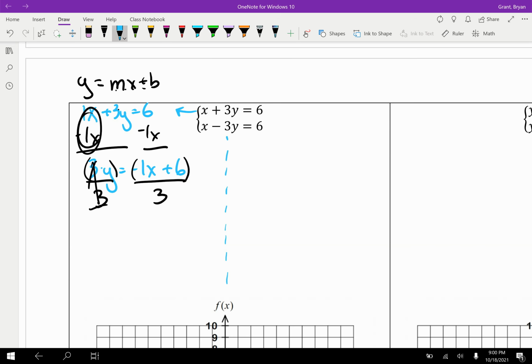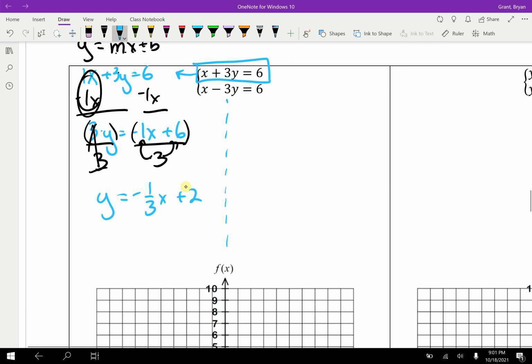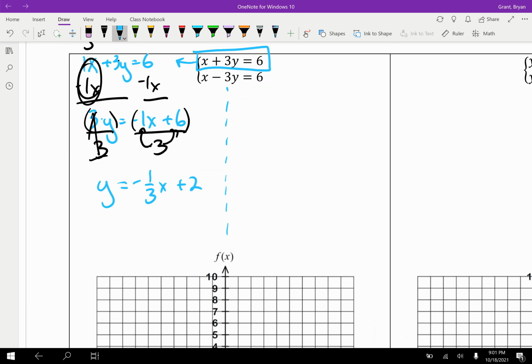Now don't forget, anytime you multiply or divide, you need to distribute, at least this semester. So I'm going to distribute the division to each term. Negative 1 doesn't divide nicely by 3, so we keep it as negative 1/3. 6 does divide nicely by 3, and that's positive 2. So my top equation in slope-intercept form is y equals negative 1/3 x plus 2. Don't forget, you don't know the slope here. It looks all nice and dandy till you move it around. We don't know the slope until y is alone.